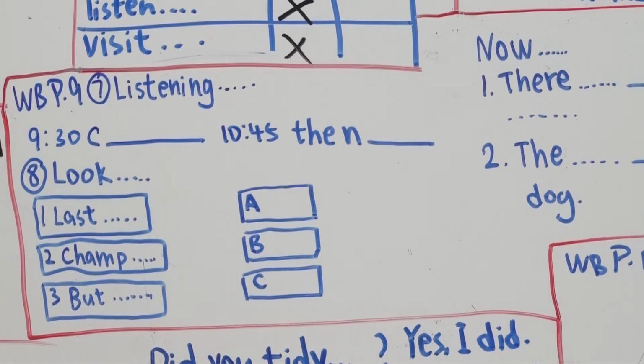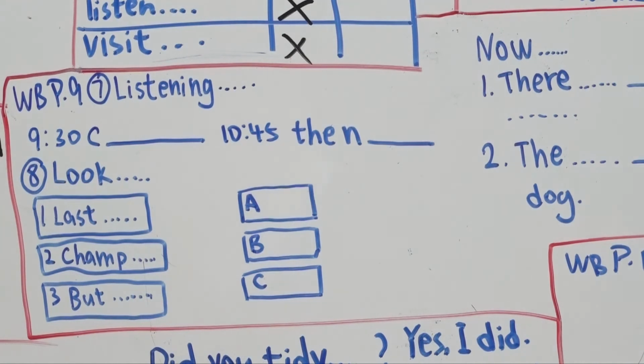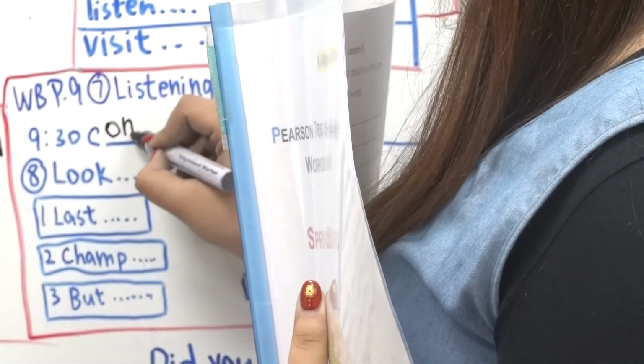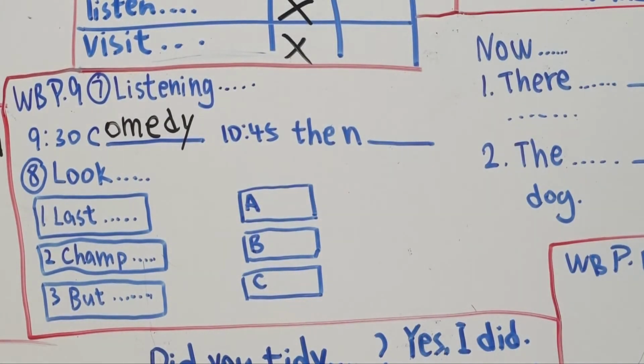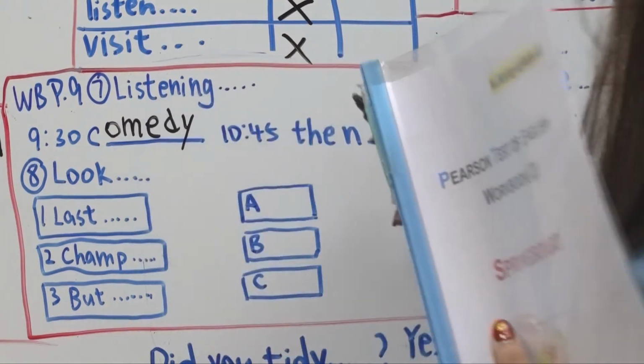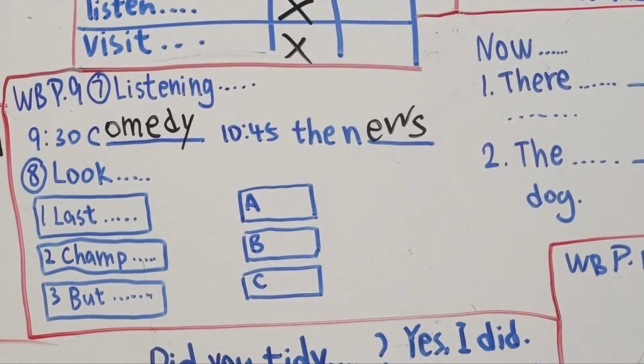Alright, so here in front of you. So 9 o'clock, that's a quiz show. How about 9:30? There is a comedy, right? So, comedy, how do we spell comedy? Remember? Comedy. 10 o'clock, there's a sports program. And 11:45, there's the news.